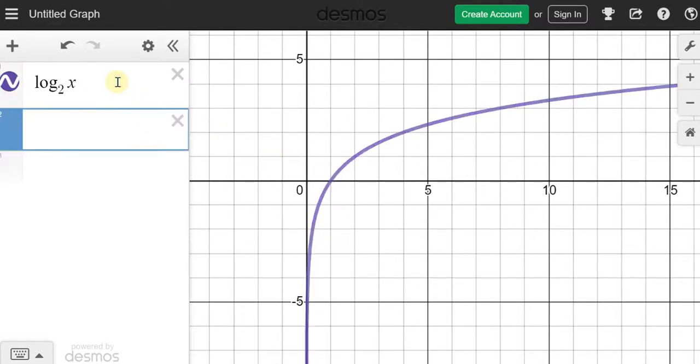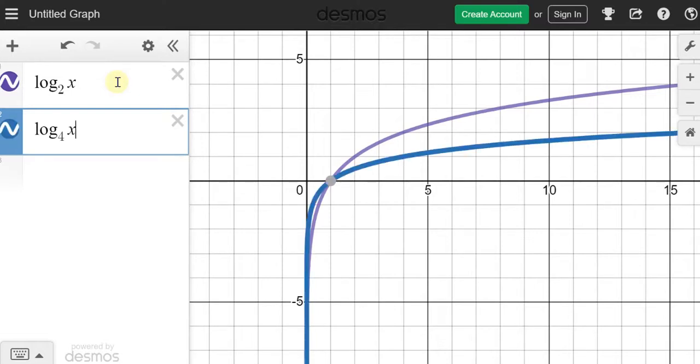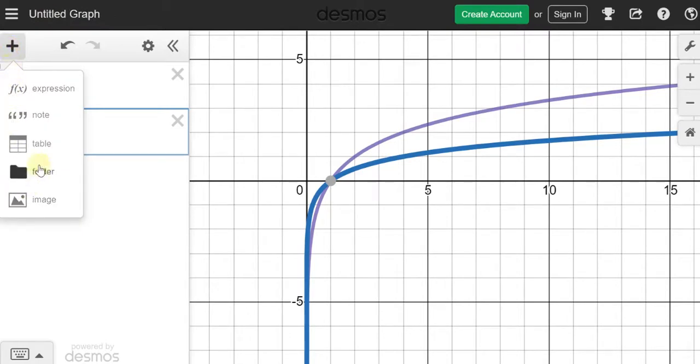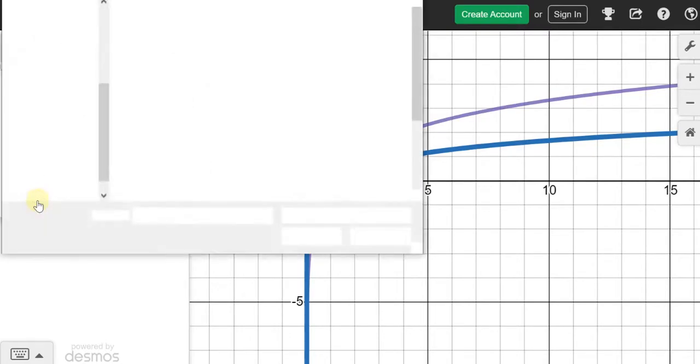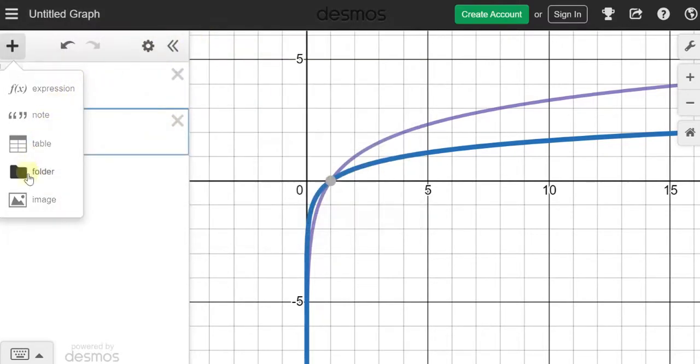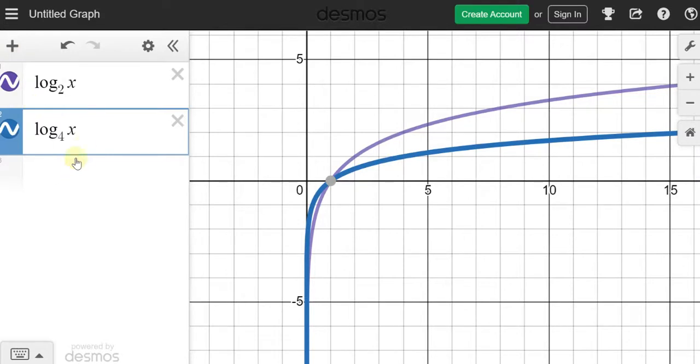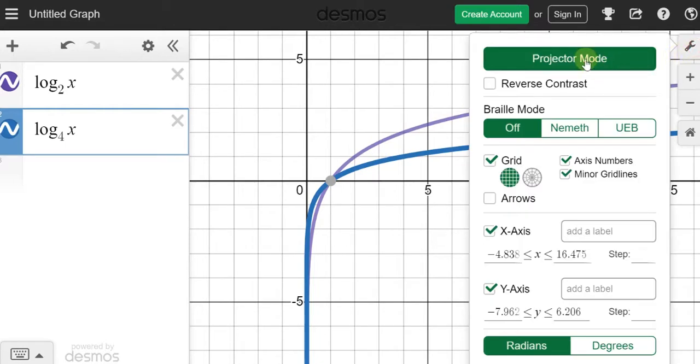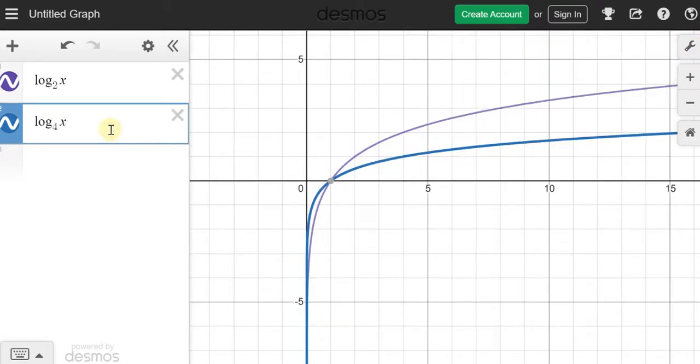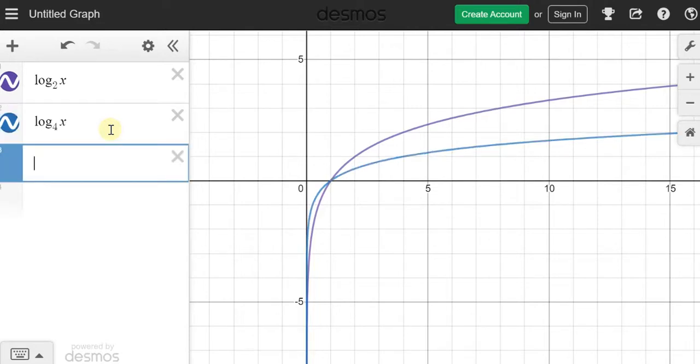Let's graph another one. This time I'm going to go Shift minus, log base 4 of x. And there you go. You can actually change the color of these if you like. Let me not mess around with that. If I get out of projector mode, things will get better. There you go. And next I'm going to look at log base 10. Shift minus, base 10, right arrow to get out, and there you go.